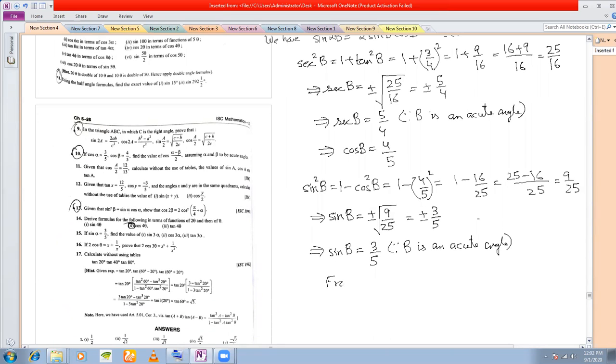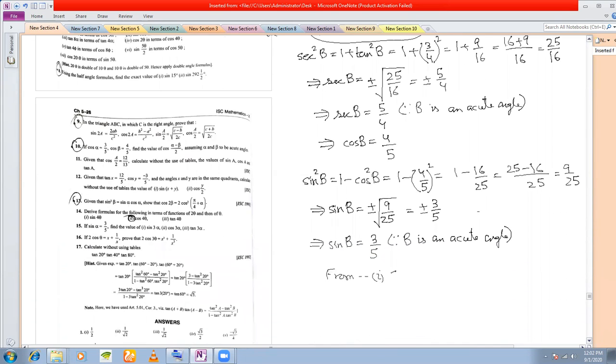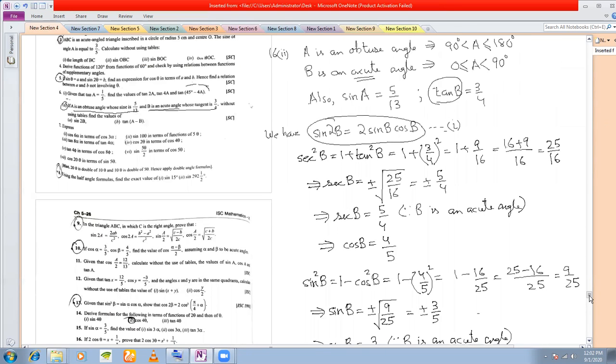So therefore from 1, we can calculate the value of sin 2B. What is sin 2B? 2 sin B cos B. From 1, sin 2B is equal to 2 sin B cos B. Twice sin B is 3 by 5 and cos B is 4 by 5. So this is 24 by 25. We have calculated the value of sin 2B. So this was the first part.